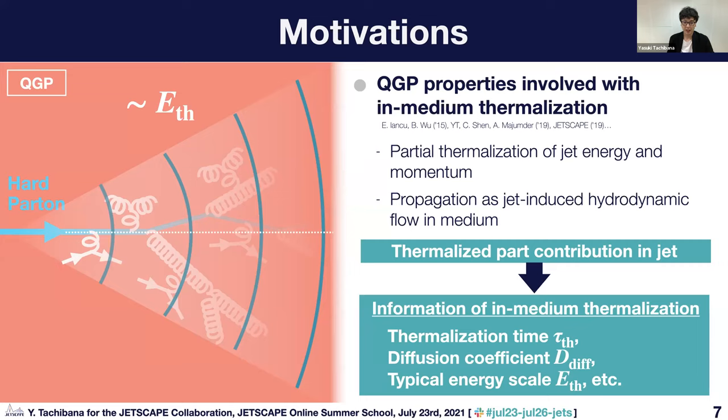The hadrons captured together with the jet from the medium should inherit this information, we can expect. So by studying jets precisely, we may have a chance to extract information on in-medium thermalization. For example, the typical time scale of this process, or diffusion, and also the strength of the diffusion of energy and momentum during this process, and also the typical energy scale of the hard parton, which can be involved in this in-medium thermalization process.